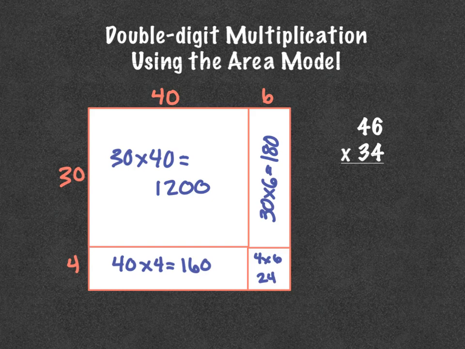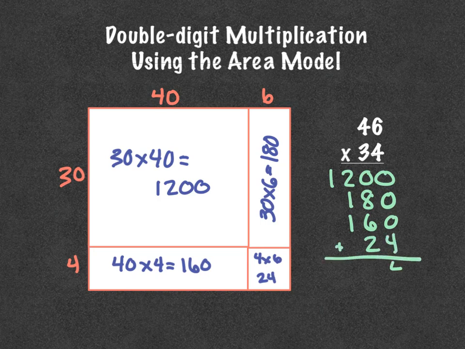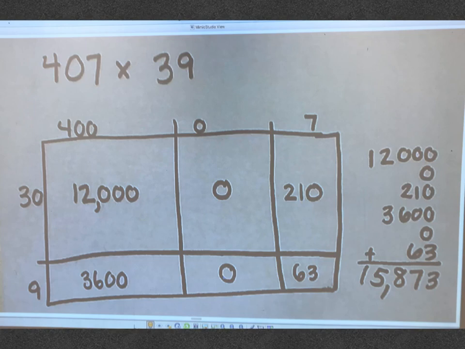And again, we're going to add these up. So 1,200 plus 180 plus 160 plus 24. And then we add this up. 4, 8 plus 6 is 14, plus 2 more is 16. 2, 3, 4, 5, and 1. 1,564. Okay, I'm going to skip ahead here.